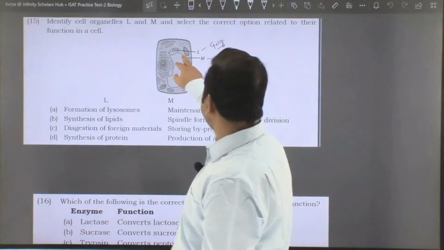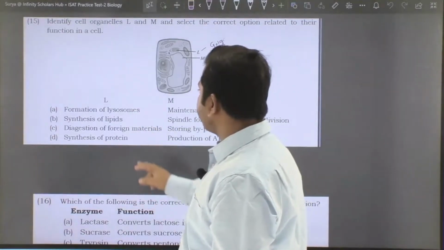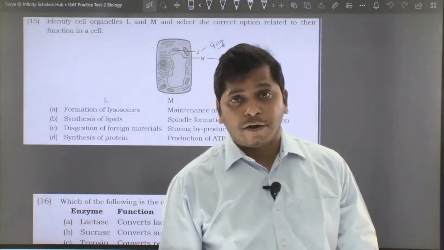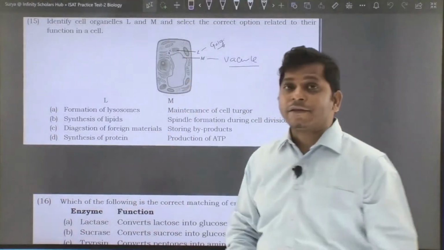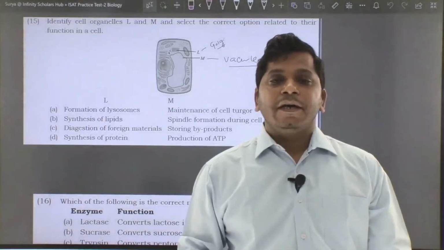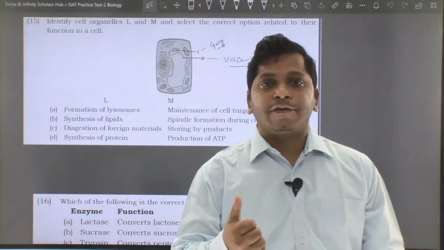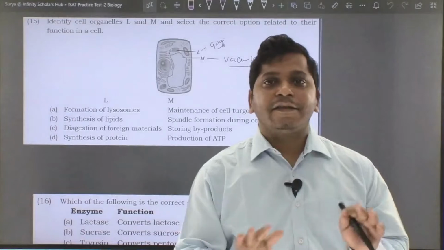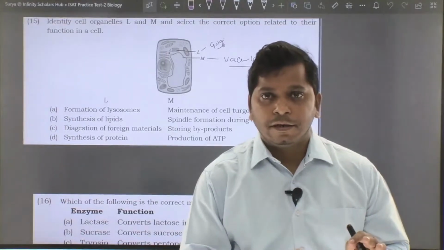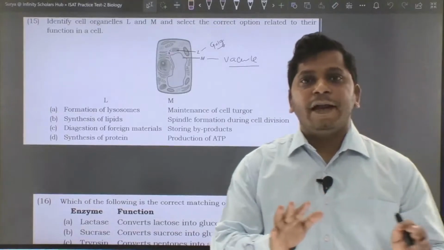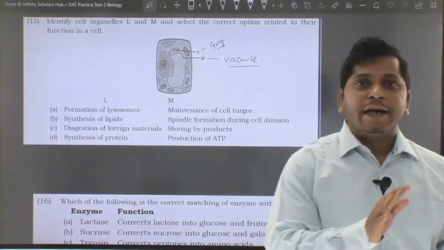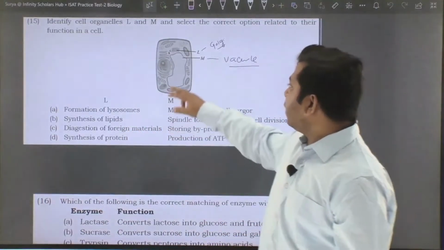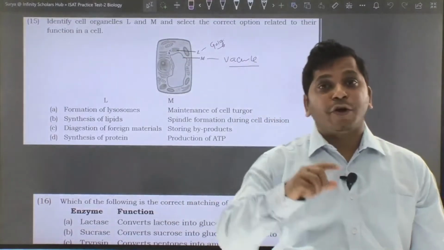L stands for your Golgi. So let's look at the function of L. Formation of lysosomes. Does Golgi form the lysosomes or not? What is the function of the Golgi complex? The Golgi complex helps in the post-translational modification of proteins and lipids. Usually proteins and lipids are synthesized by the endoplasmic reticulum, right? Rough endoplasmic reticulum helps in the synthesis of proteins. Smooth endoplasmic reticulum helps in the synthesis of lipids, and both of them will go and be processed further.